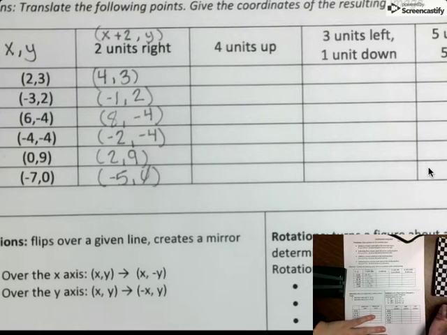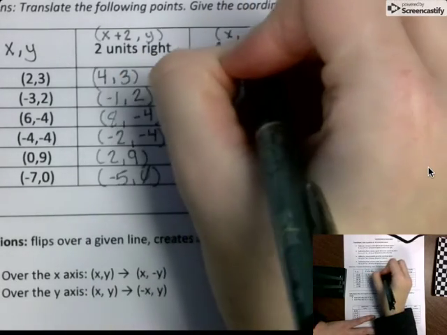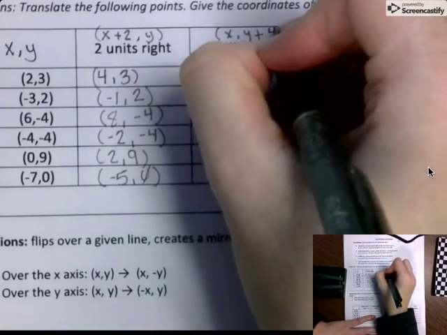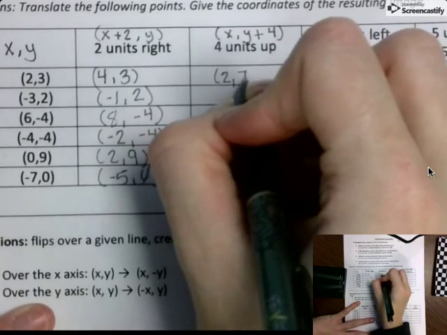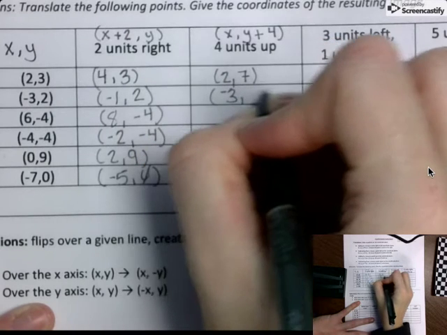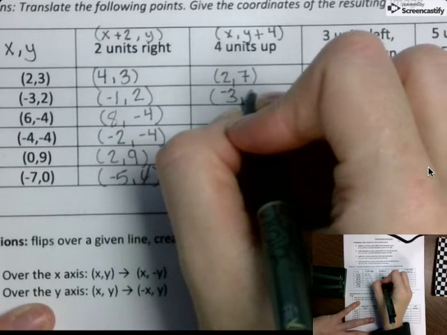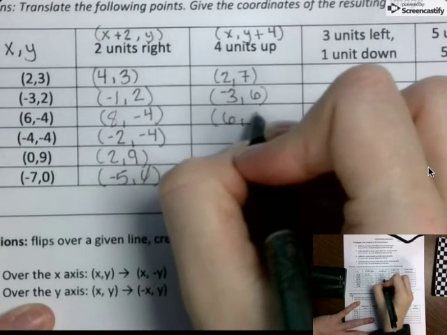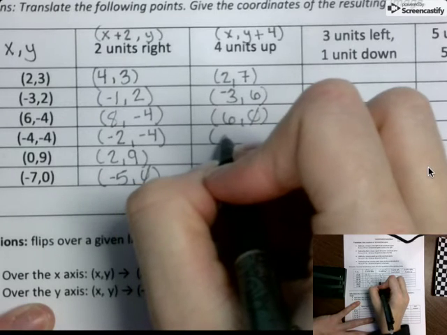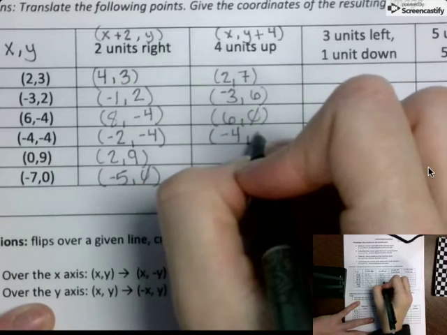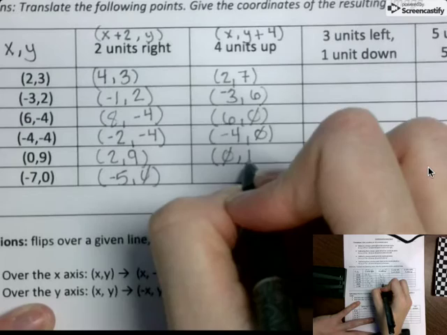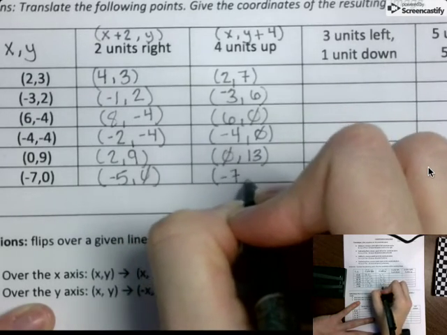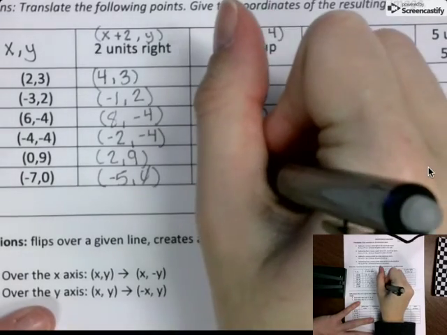So now on the next one, instead of moving left and right, our x is staying the same and our y is being added to 4. So 2 stays the same, 3 plus 4 is 7. -3 stays the same, 2 plus 4 is 6. 6 stays the same, -4 plus 4 is 0. -4 stays the same, -4 plus 4 is 0. 0 stays the same, 9 plus 4 is 13. -7 stays the same, 0 plus 4 is 4.